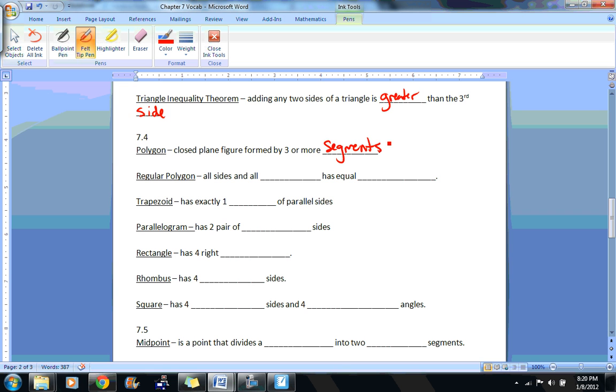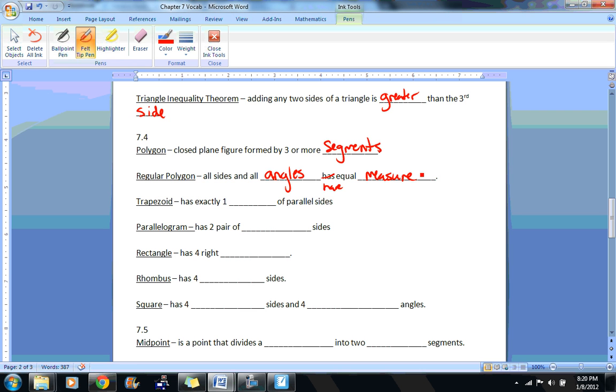A regular polygon says that all sides and all angles have, we should say have, equal measure, meaning they're equal to each other. So a regular polygon, an example would be a square. A square, all the sides are equal and all the angles are equal.